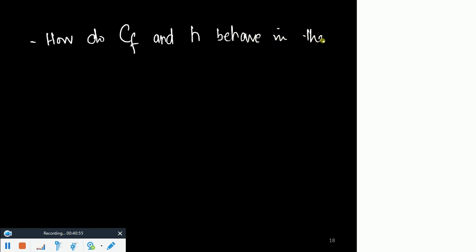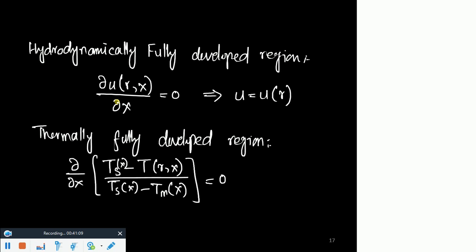So the next question is, how do CF and h behave in the fully developed region? Just remember that definition. Just look at this definition and tell me whether CF changes with x or not.